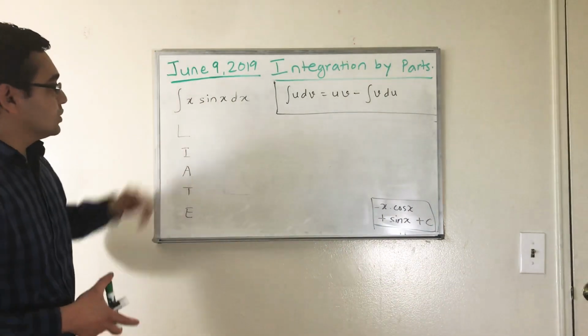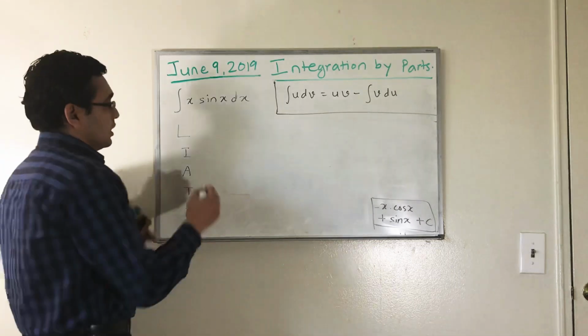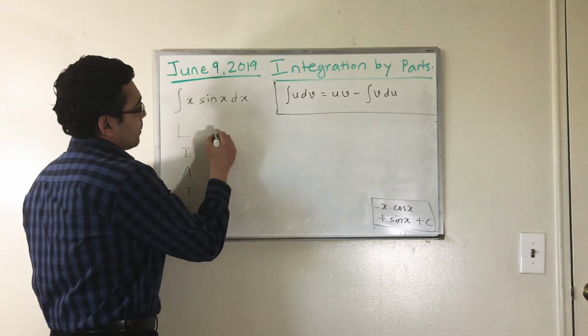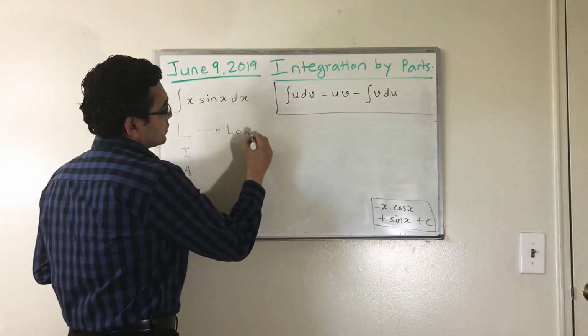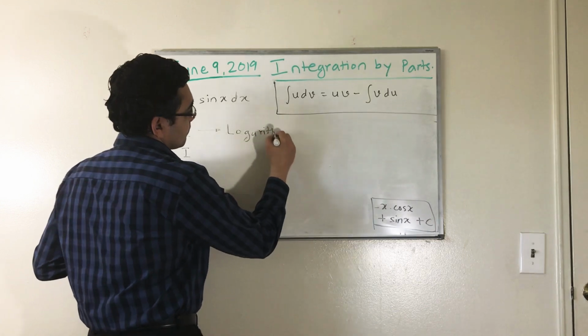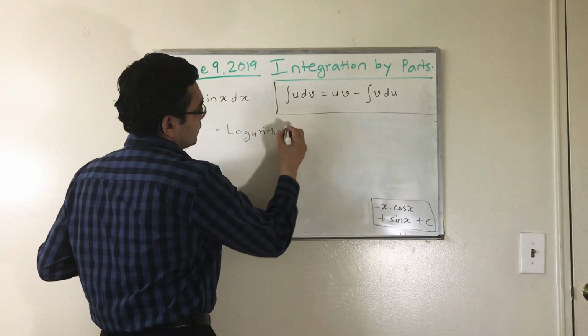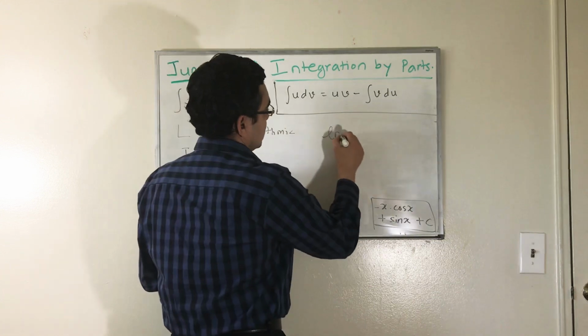Let's see what this rule really means. L actually stands for logarithmic function, which is nothing but ln x.